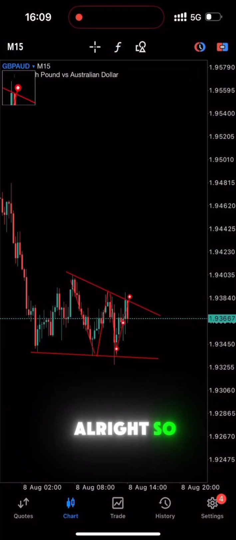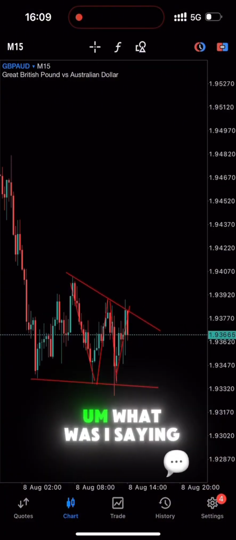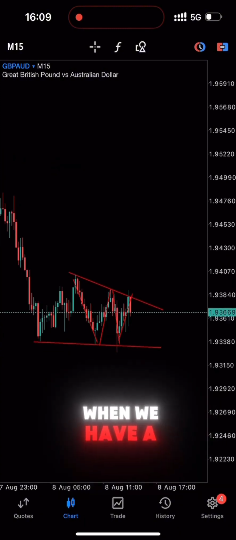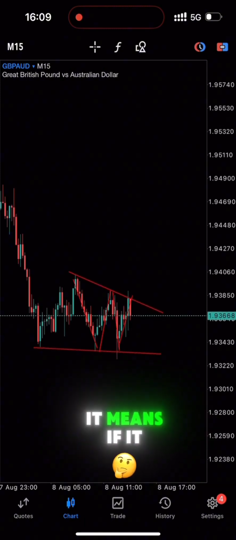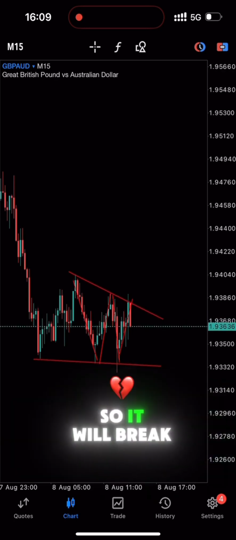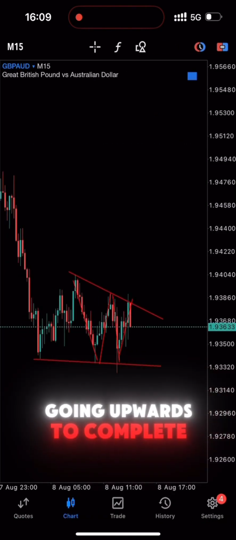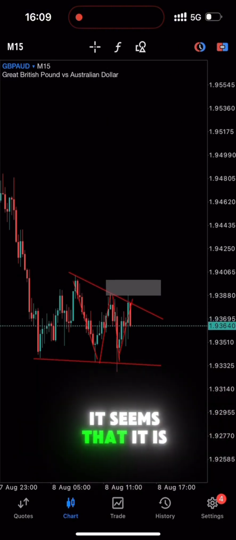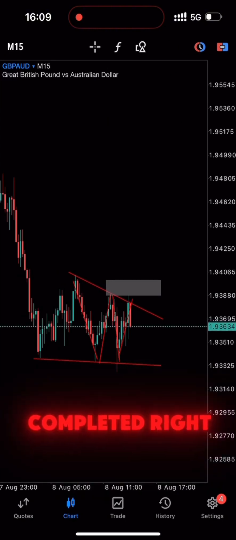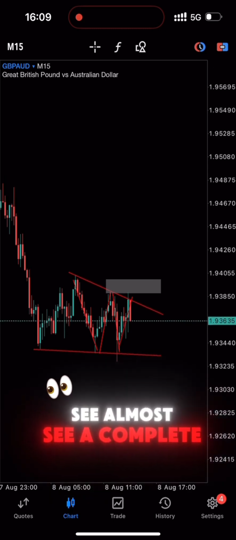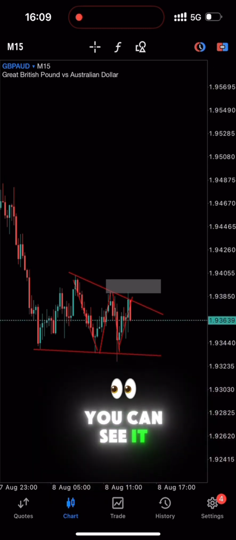All right, so what was I saying? I was saying that when we have a W here, it means if it hasn't completed, it will complete, so it will break going upwards to complete. But in this scenario, it seems that it has completed, right? You can almost see a complete W there. You can see it right away.